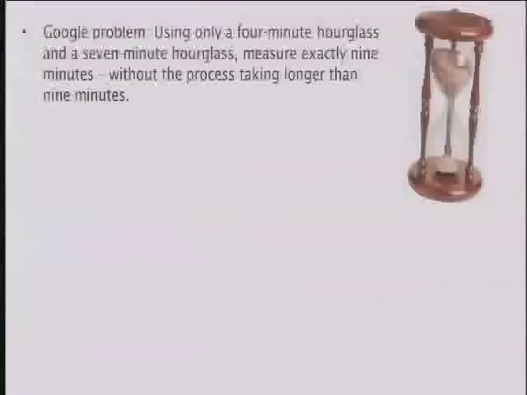Okay, so just to make sure that everybody is on the same page, let me repeat the solution she just said. So what you do is you start both, right? So you're at time 0. And you keep going until time 4, when the first one runs out. No, that's time 7 when the second one runs out.